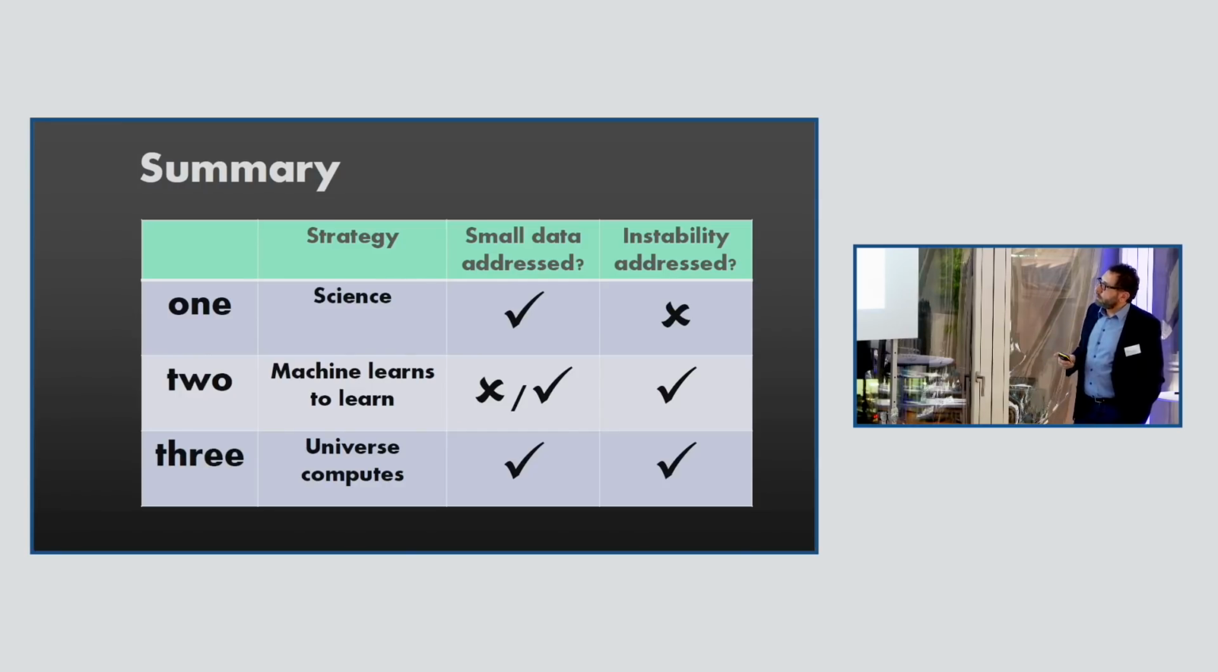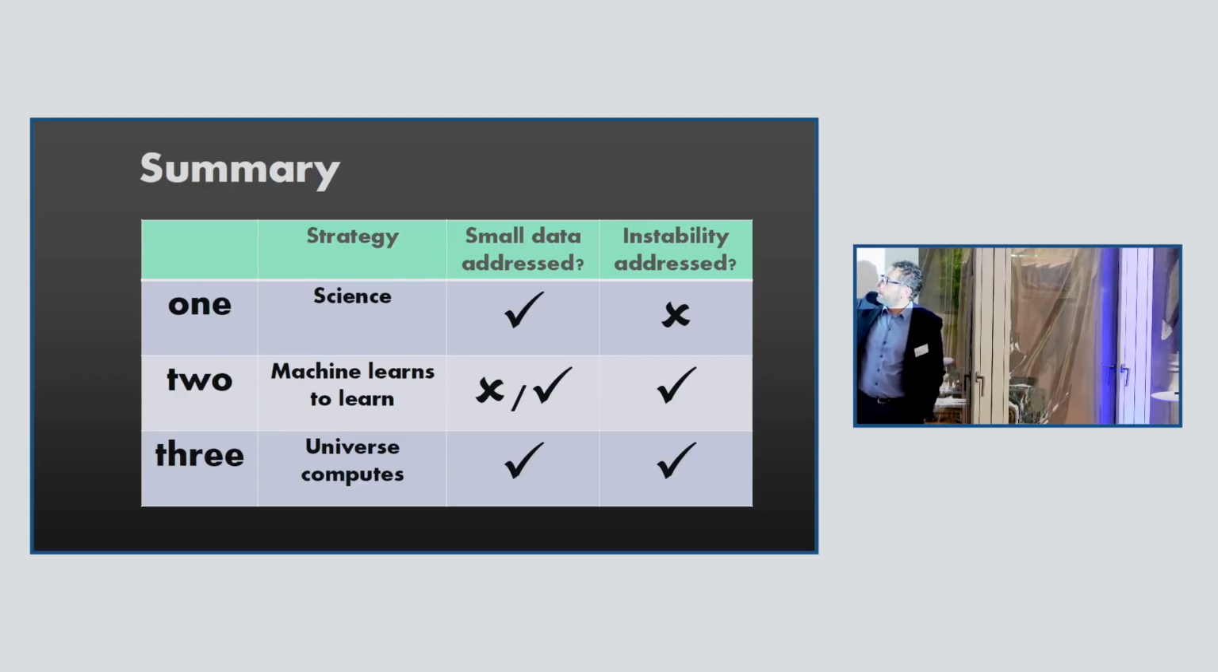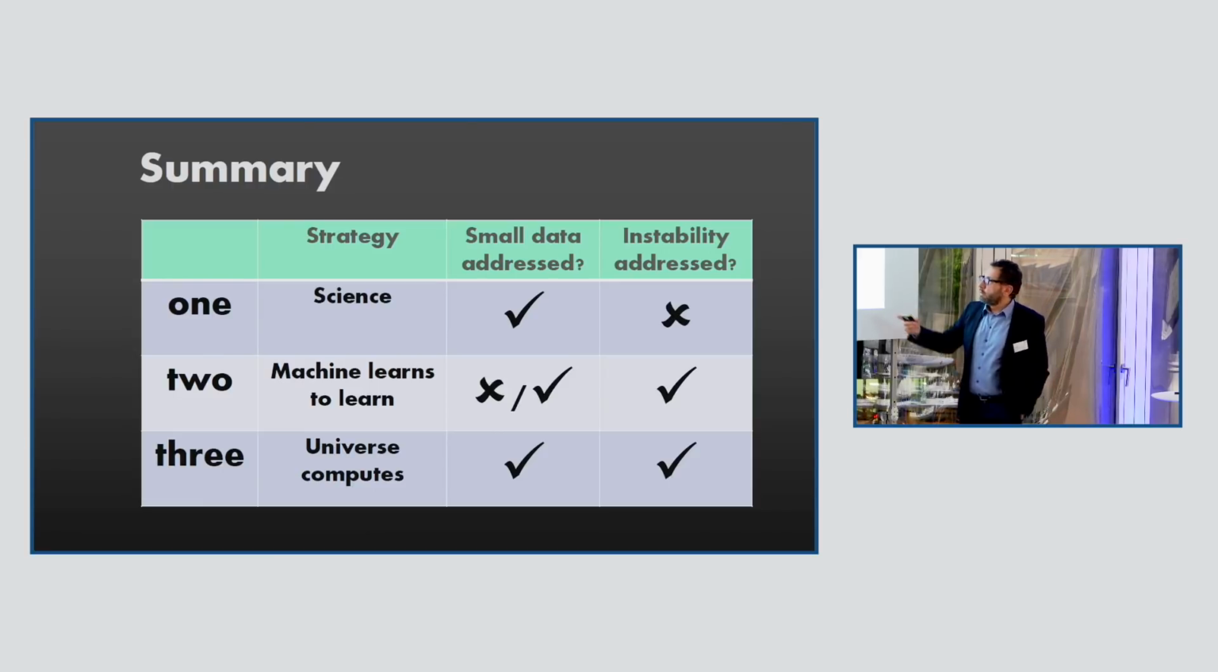But let's make here a summary of these 3 strategies, how they address the problems, right? So we have the problem of small data and of instability, right? So if you do science, it's really good for small data. Most of the science that we have still today has been done with small data. But science extracts the regularities, not the instabilities, right? Machine learning to learn addresses to a degree small data, but at the beginning it actually requires a large data set. But you can transfer knowledge. You can use, for example, a large data set from the stock market to train the machine how to learn, and then apply it with small data, for example, to the crypto market. And the universe computes. If the universe does the work for you, then you solve both problems.